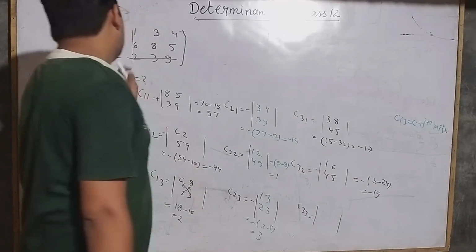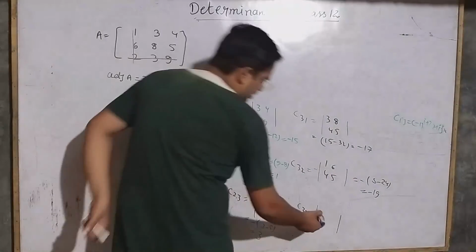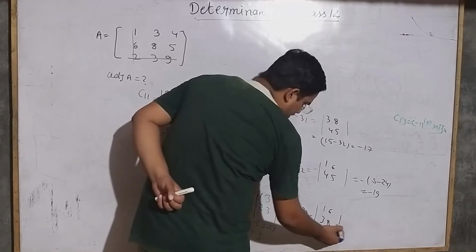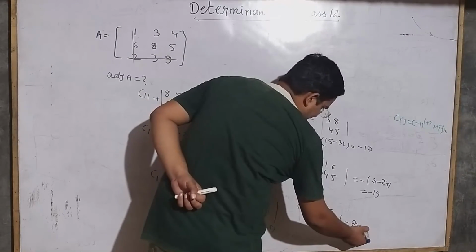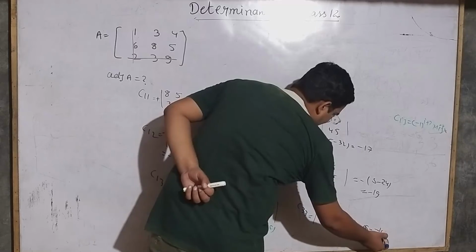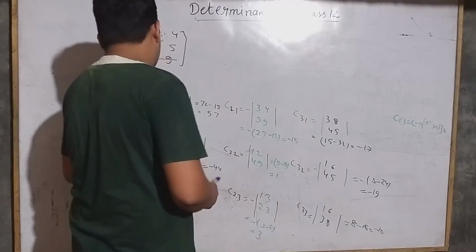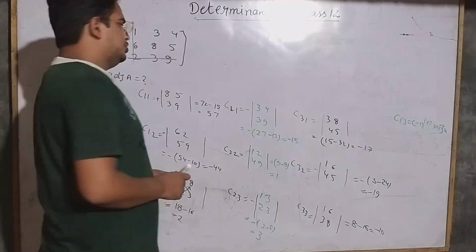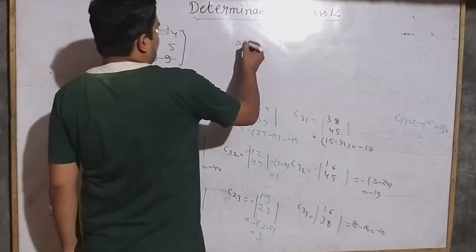After this, C33, third row third column: 1638. You will get 1638. Just do the multiplication: 8 1s are 8, 3 6s are 18. 8 minus 18 becomes minus 10. Okay, now put all the values. Where will you put all the values? Like this, in this formula.